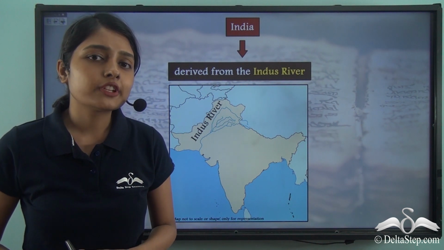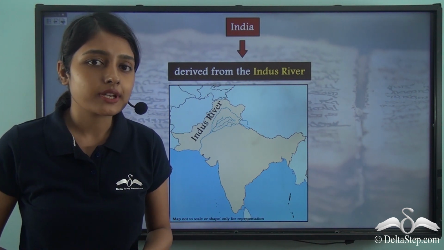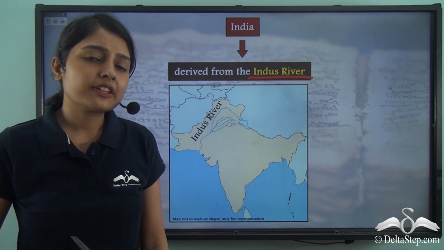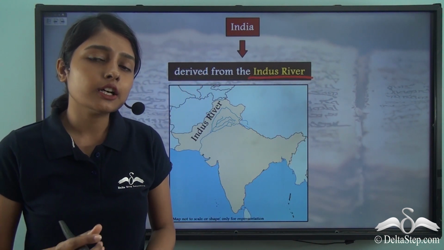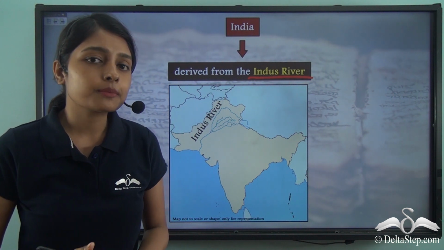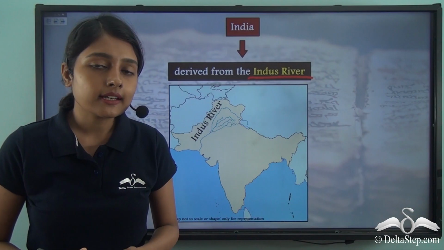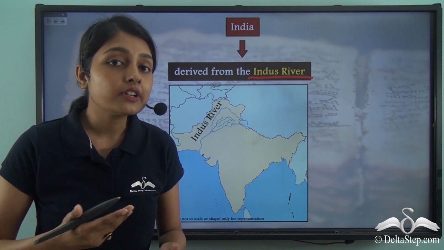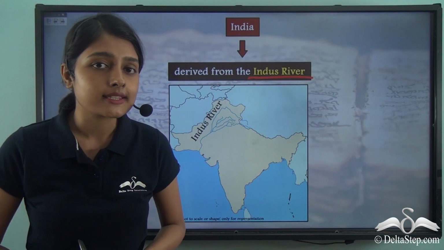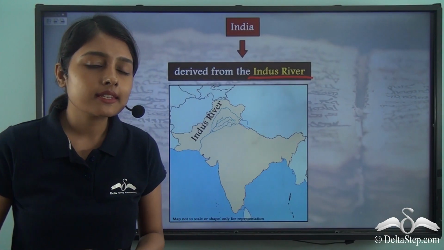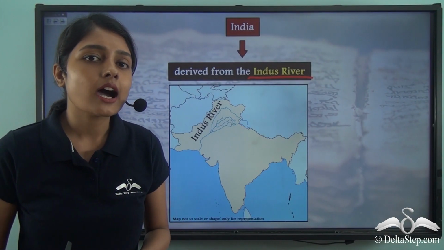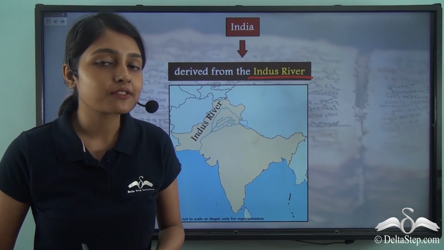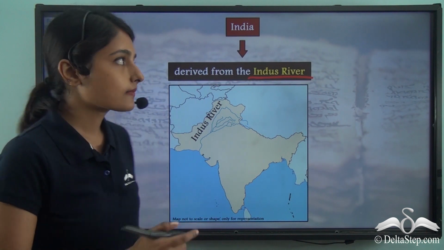The origin of the name of this country can be traced to the Indus River. Now, you must be questioning, how did we get the term or the name India from the Indus River? To understand this, we have to understand a long period of evolution of the name of the country itself. So, let us now begin this discussion and understand how the name Indus gave birth to the name of the country that we know it as today.